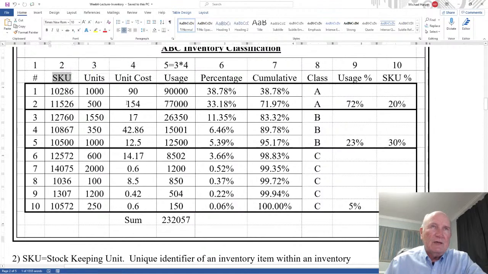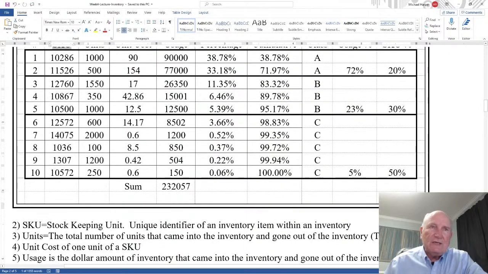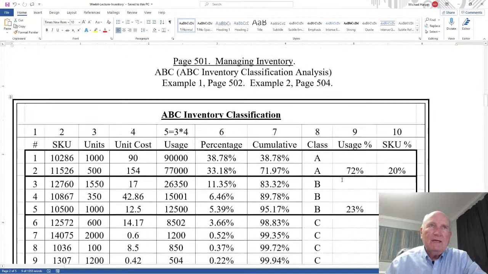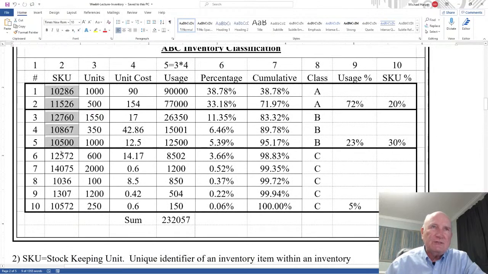SKU. The textbook doesn't use the SKU term, but it's very common, and that's why I'm introducing it. SKU stands for stock keeping unit. It's a unique identifier of an inventory item within an inventory. Now, when you check out or buy something, they'll scan the barcode. Within that barcode is a SKU number, and that SKU number will identify that item within your inventory. And so here are the different SKU numbers, and there are 10 different SKU numbers, so 10 SKU items.